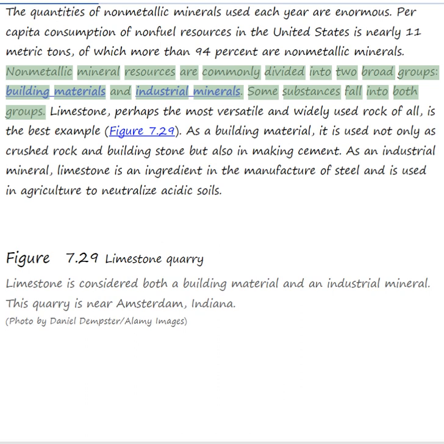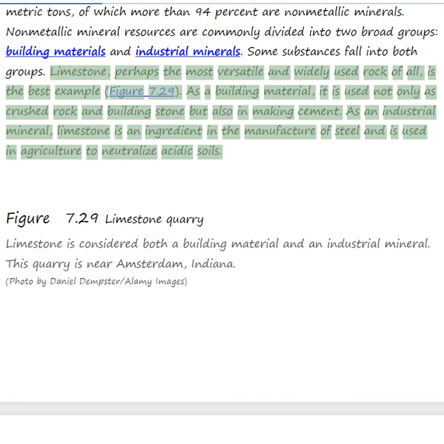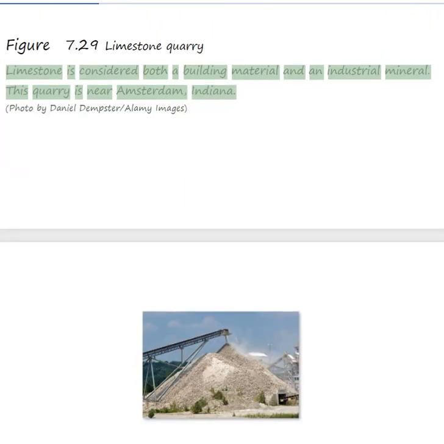Non-metallic mineral resources are commonly divided into 2 broad groups: building materials and industrial minerals. Some substances fall into both groups. Limestone, perhaps the most versatile and widely used rock of all, is the best example. As a building material, it is used not only as crushed rock and building stone but also in making cement. As an industrial mineral, limestone is an ingredient in the manufacture of steel and is used in agriculture to neutralize acidic soils. Limestone is considered both a building material and an industrial mineral.